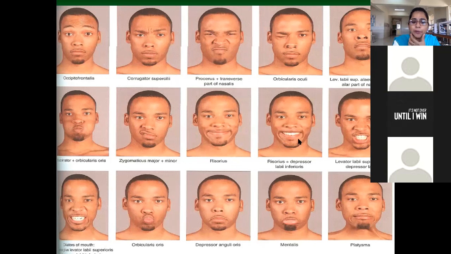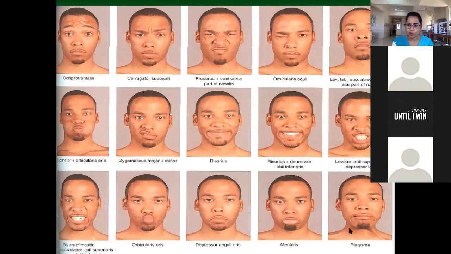Okay, when it is going back, you can see the levator labii superioris and depressor labii inferioris. This is the action, you can see that. Whenever we are in anger and all, we can show this action. Then both the lips are going backwards, so you can see both the muscles are acting together. And all these actions, whatever you can see here, are basically orbicularis oris, depressor anguli oris, mentalis, and platysma. You can see the neck fold also.